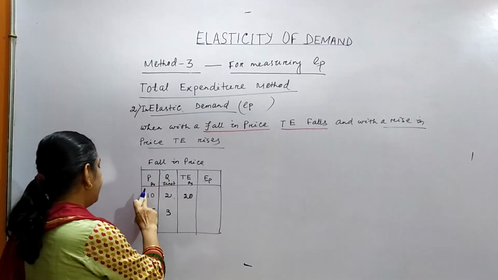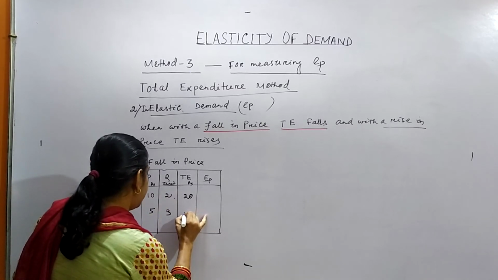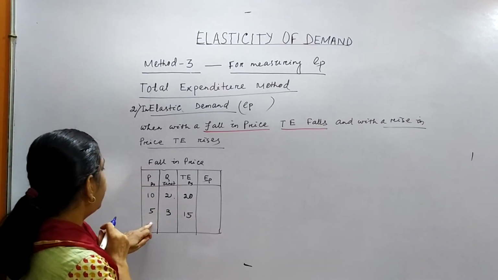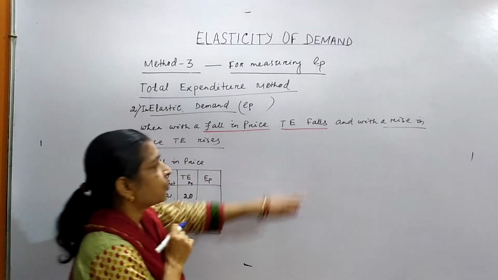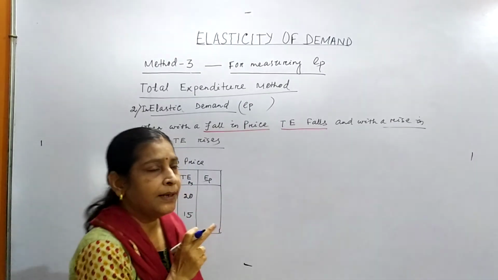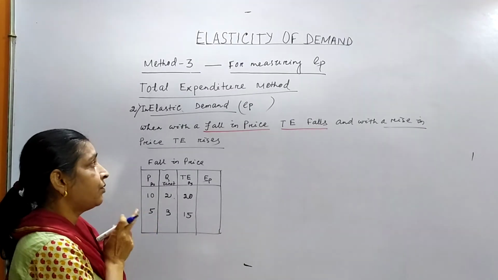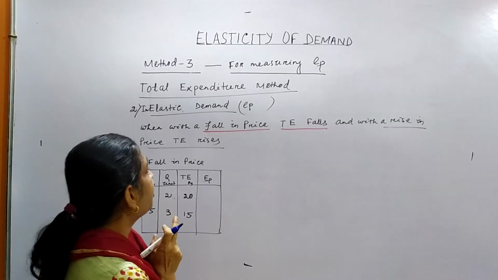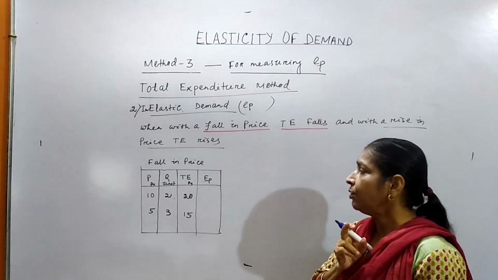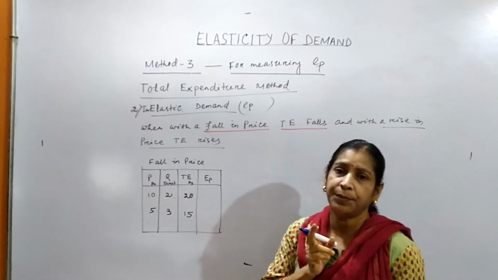So the quantity demanded increases to 3 units. Now our total expenditure is 15. So we see here with a fall in price, total expenditure also falls. You have to remember this trick. If a question comes from the total expenditure method, and with a fall in price, suppose price falls from rupees 10 to rupees 5, due to this total expenditure falls from rupees 20 to rupees 15.